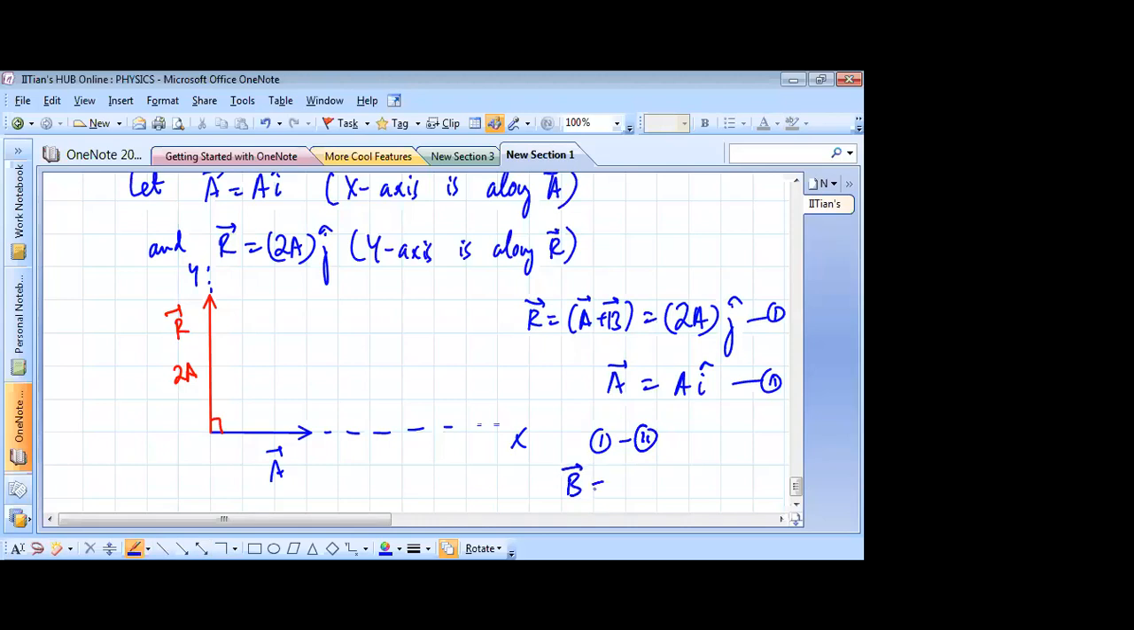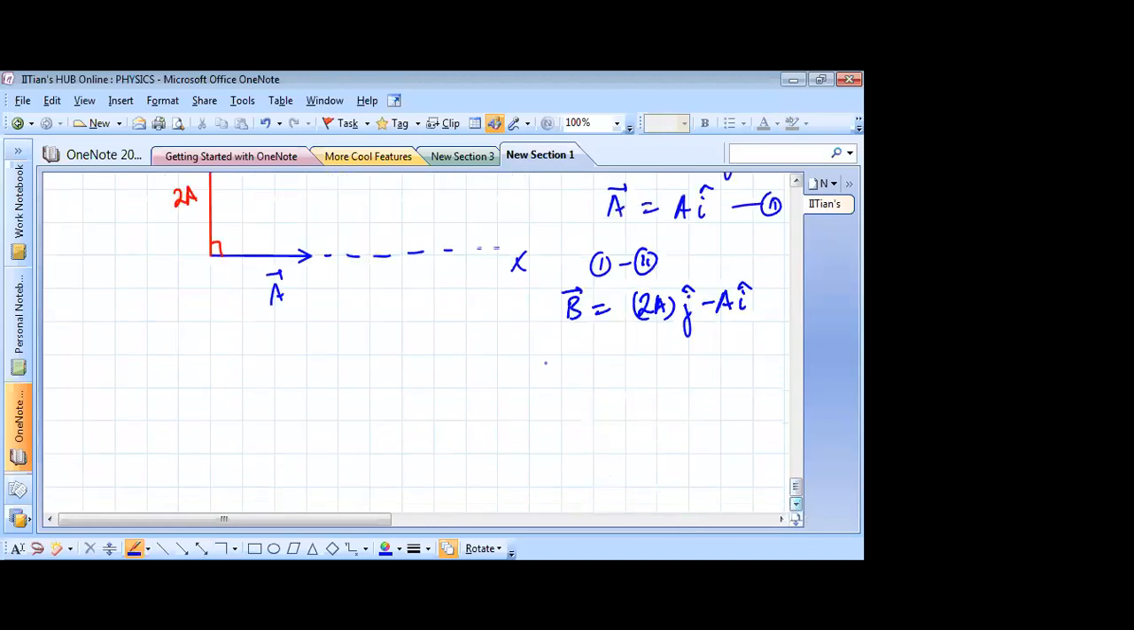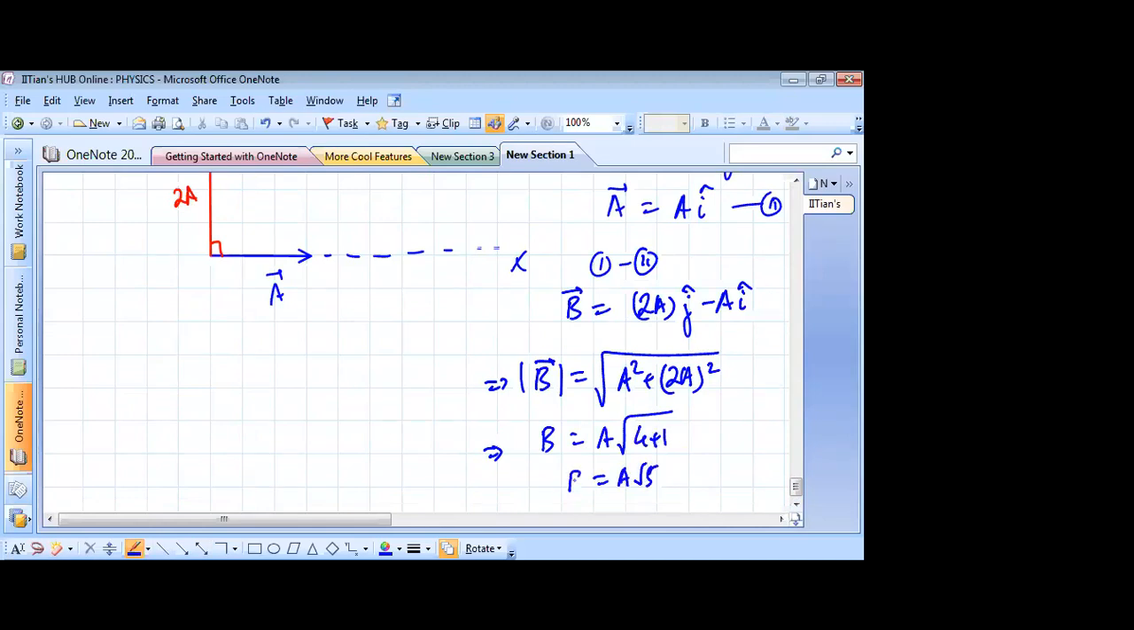Give me B is equal to, on this side I'll get 2A j cap minus E. So now from this you can see that the magnitude of vector B will become root of x component square plus y component square. So you see that magnitude of B is A root 5. So same thing.